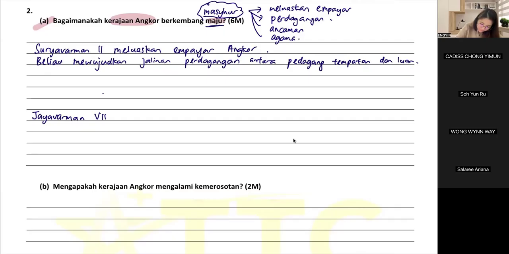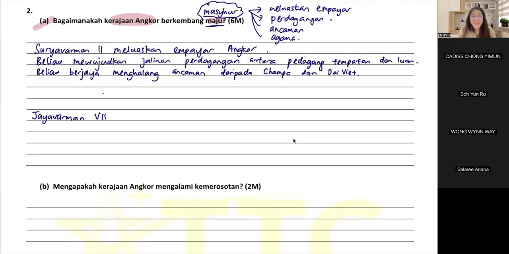And then Suryavarman II also successfully saved Angkor from the attack of Champa and Dai Viet. Yeah, that's the reason why I keep on thinking Champa, Champa, Champa.